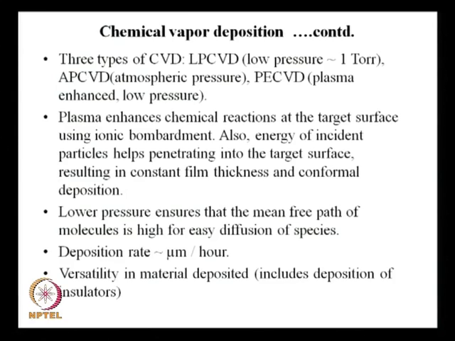Deposition rate is of the order of micrometer per hour, and versatility in material deposited is there. This includes deposition of insulators as well. So, unlike physical vapor deposition, for example thermal deposition, here in chemical vapor deposition you can have this versatility. And if you are using plasma enhanced CVD, in that case you are ensuring that you have a conformal deposition. That means the deposition that you make is uniform, it does not have hill or valley on the substrate.